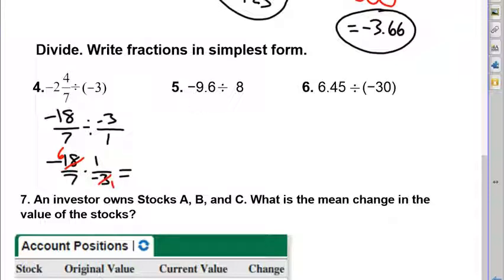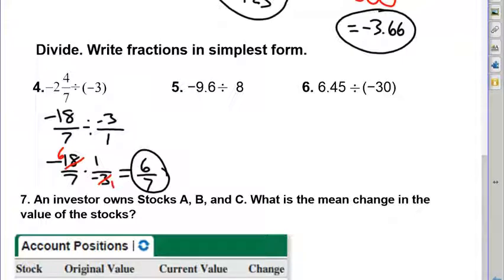And now I can multiply across. 6 times 1 is 6. In the denominator, 7 times 1 is 7. And the result is positive because we're taking the product of two negatives.